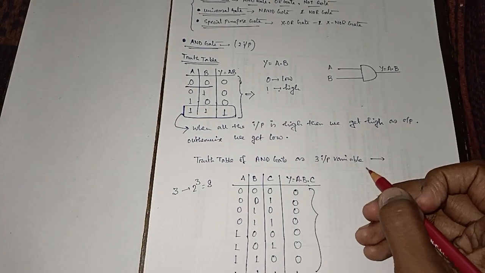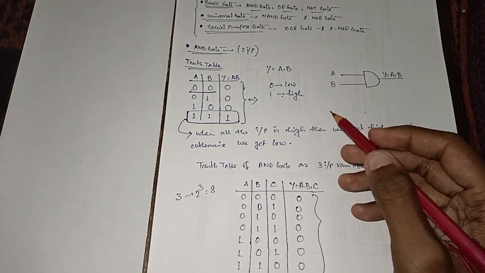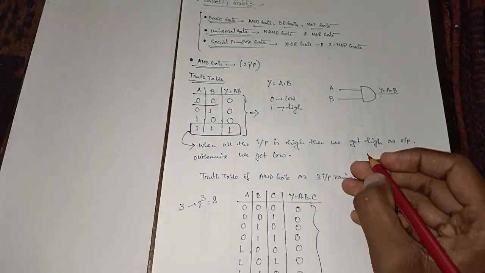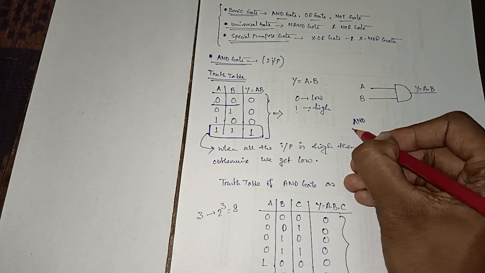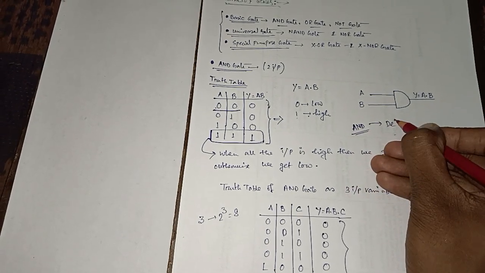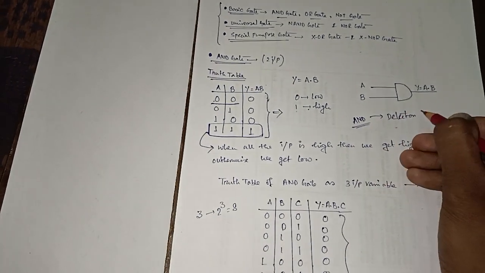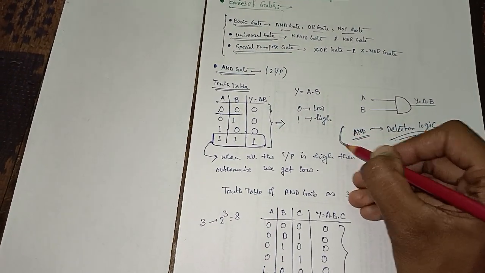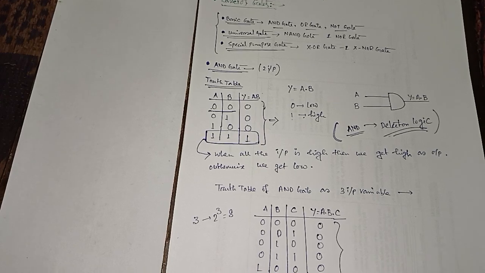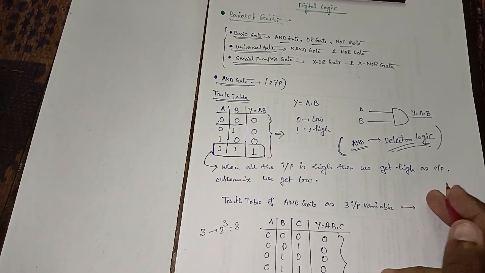Also, the AND gate is also called detector logic. This is a special note, you can memorize this. It is also called detector logic.